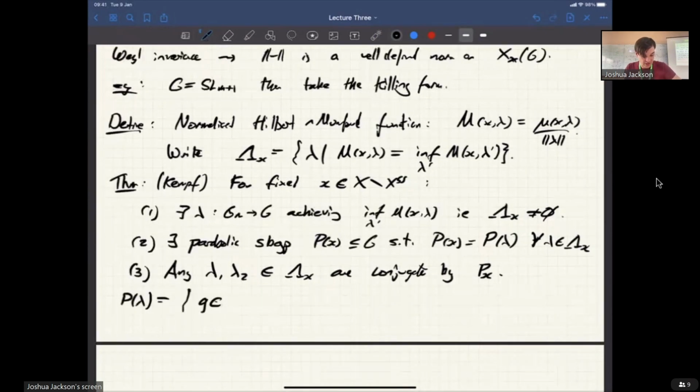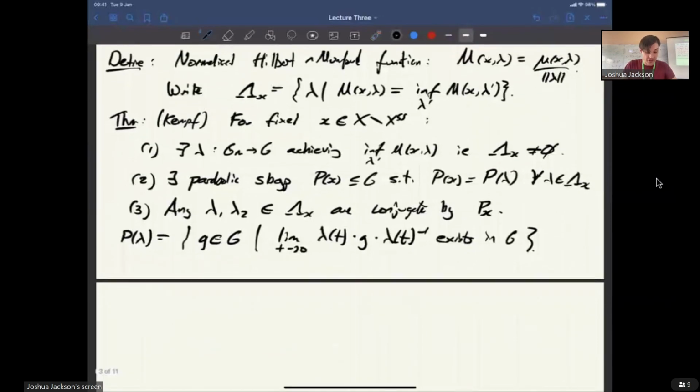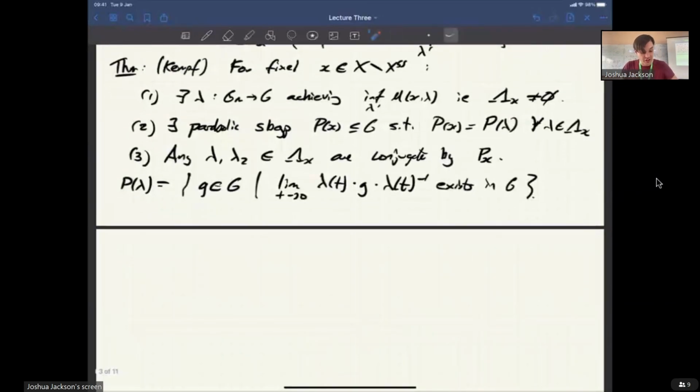So this is the set of G in G such that the following limit exists. G, of course, is affine, so this limit might not exist all the time, but for some elements it will exist. But let me just show you that this definition is consistent with a similar definition I gave for parabolic groups before.